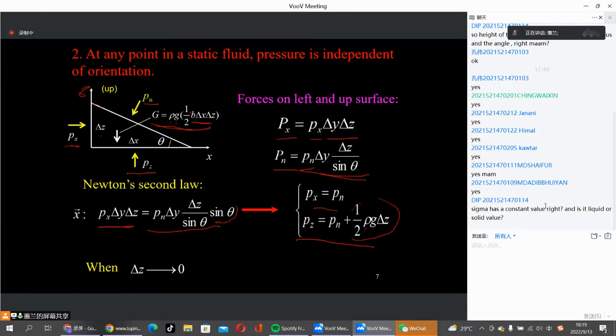Because here the point is in a static fluid, that means delta z goes to zero. The fluid particle is actually located at this space point, and delta z goes to zero, so the fluid weight goes to zero. So finally, we have Px equal to Pz equal to Pn equal to P.